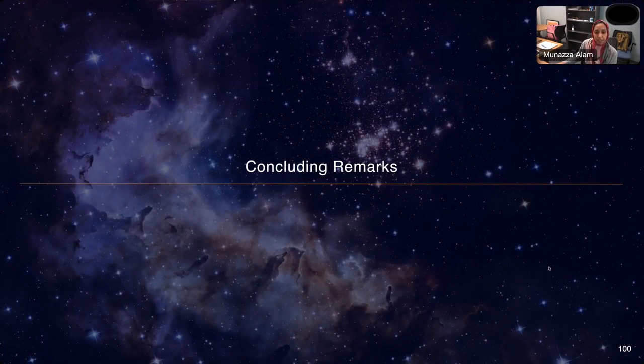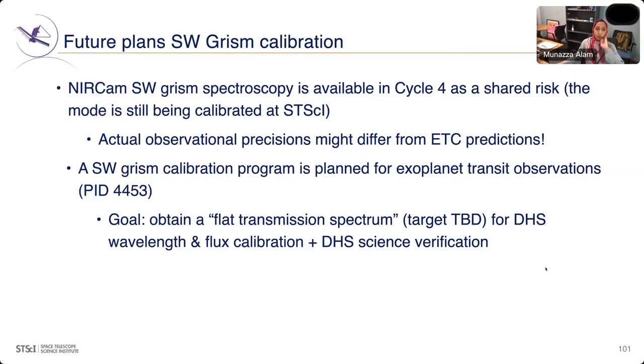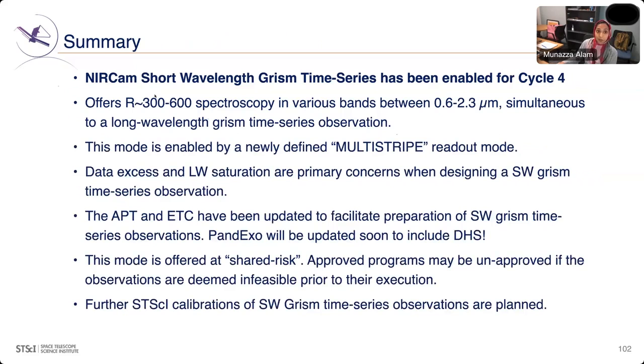Just to recap some of the things that we have presented here, we are planning a calibration program for the short wavelength Grism observations with NIRCam. So while these calibrations are underway, remember that this is a shared risk availability. The mode is still being calibrated, and so your actual observational precisions might differ from the predictions that you get from ETC, but a calibration program specifically for exoplanet transit observations is planned. The proposal ID is listed here, and the goal of this calibration program is to obtain a flat transmission spectrum for a target that is yet to be specified, and do a DHS wavelength and flux calibration, and also perform a DHS science verification. In summary, short wavelength Grism time series is available for cycle 4.